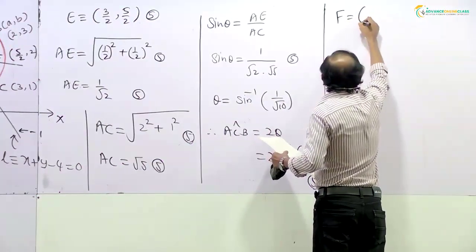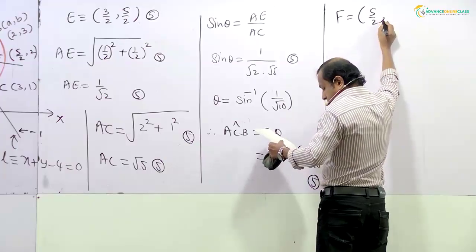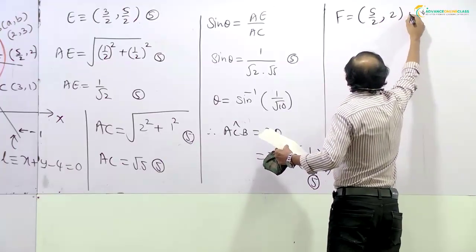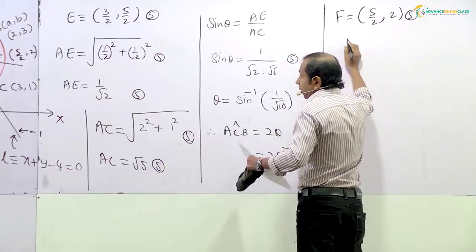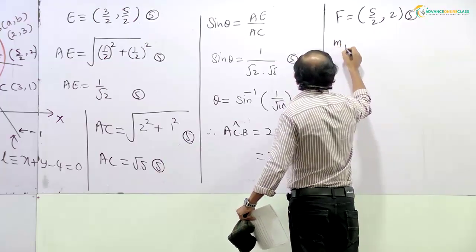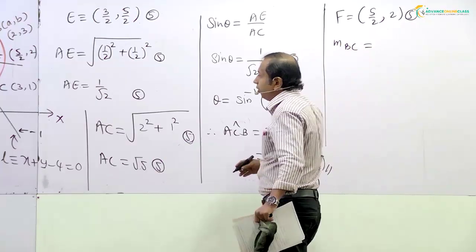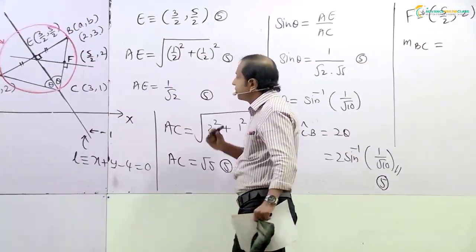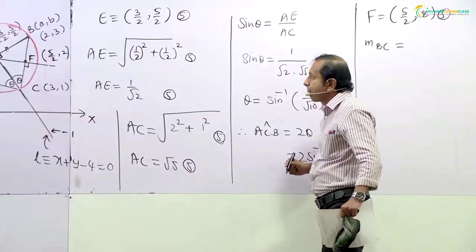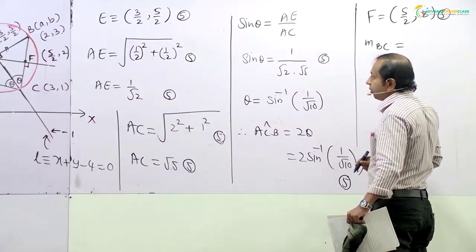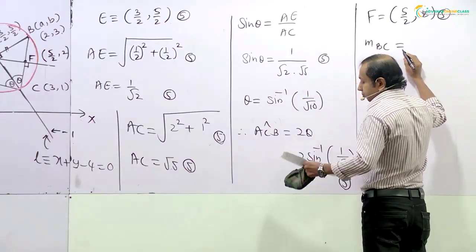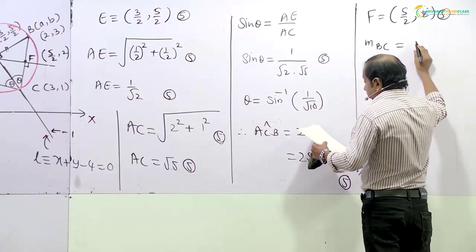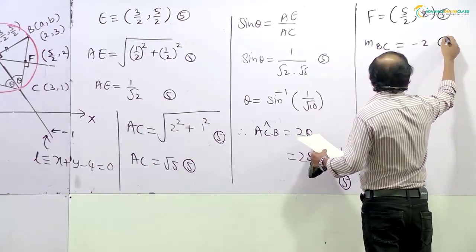F is 5 by 2, comma 2. 5 marks. Gradient of BC, take M_BC. For gradient of BC, 3 minus 1, it's 2, over 2 minus 3 minus 1. Minus 2, no? Gradient of BC is minus 2. For this also 5 marks.